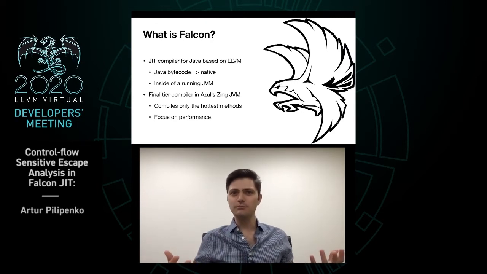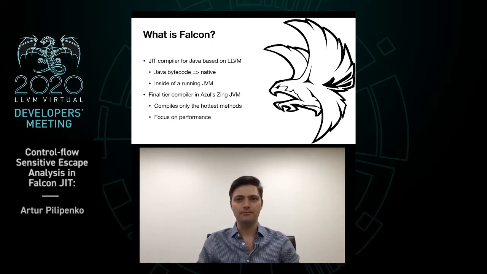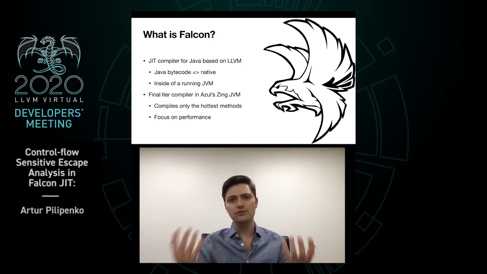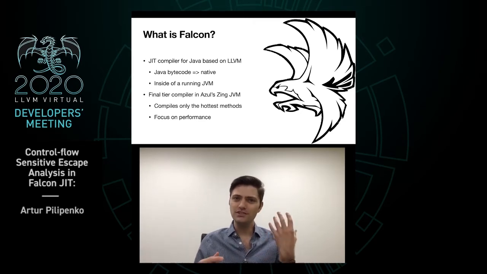Falcon is a just-in-time compiler for Java based on LLVM. We compile from Java bytecode into native code. We do this inside of a running JVM, and we execute the compiled code straight away. Falcon is the final tier compiler in Azul's Zing virtual machine.